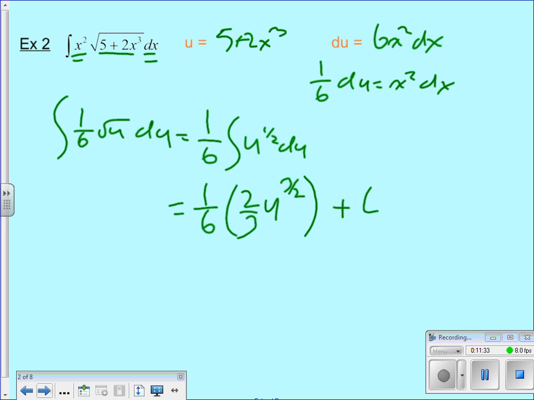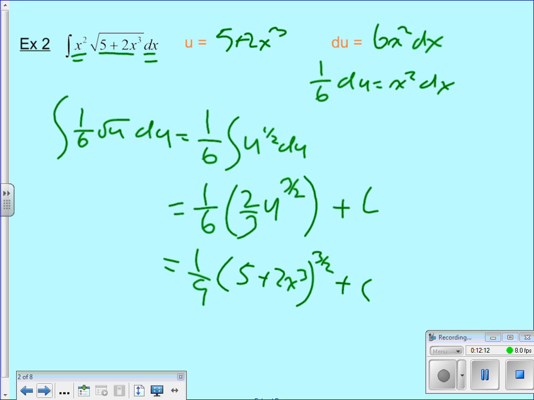And now I can simplify it out and rewrite it in terms of x, because I don't want u, I want x. 1/6 times 2/3, 1/9. 5 plus 2x cubed to the 3/2 power plus c. There you go. I would leave it like that. Don't worry about giving me the goofy root, the square, and everything like that. I'm okay with it like this on this one.